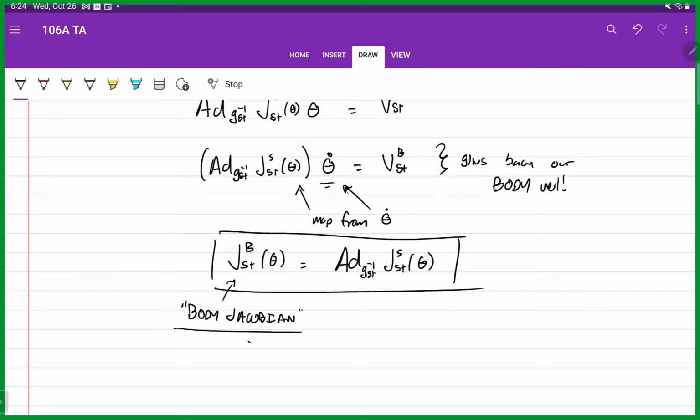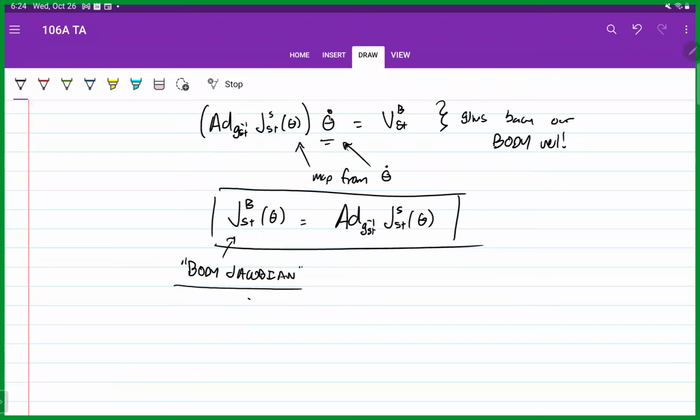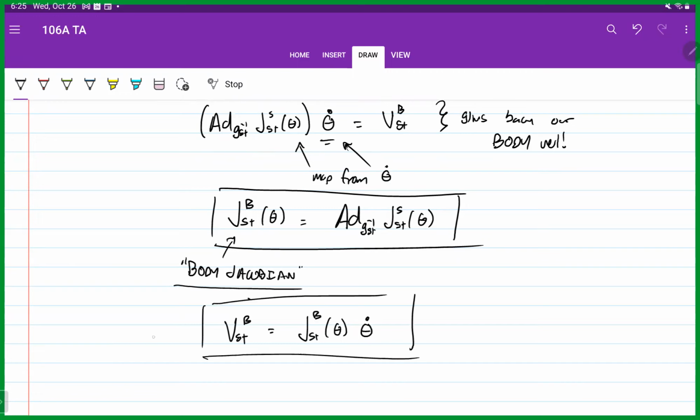And just one more time, just to summarize how this thing is used. If we want to figure out what our body velocity is for something, we just take JST body, function of theta, and we multiply it by our joint angles. It's as simple as that. All right, cool. So do we have any questions about this body Jacobian or how we got to this one?